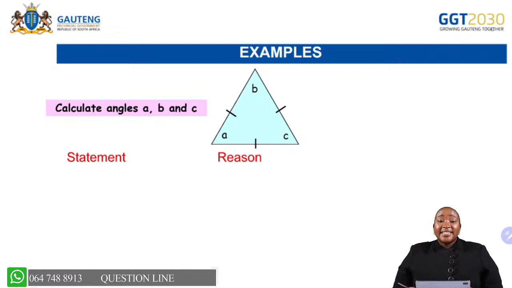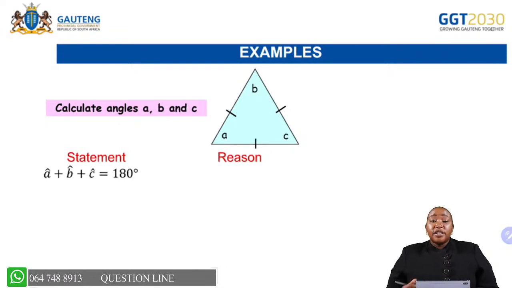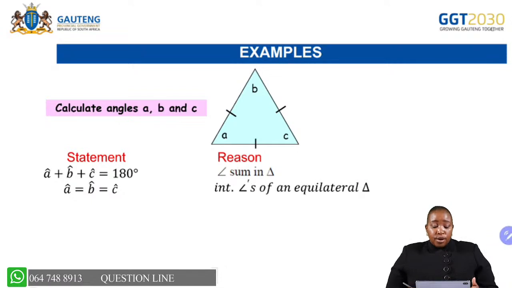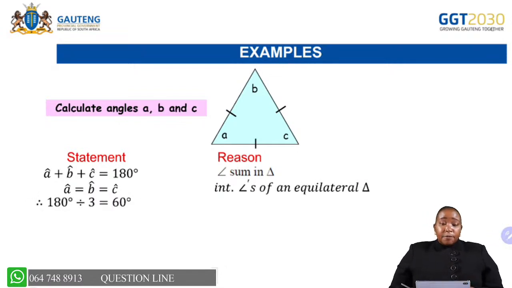Okay. Let's start the first part of this question. Your statement here, you still use your interior angle sum. So angle A plus angle B plus angle C will be equal to 180 degrees. But did you notice what type of triangle this is? If you did, you would know that it's an equilateral triangle, right? Which means that the three angles, angle A, angle B, and angle C, are equal to each other. You remember that? And what's their value? Their value is 60 degrees.